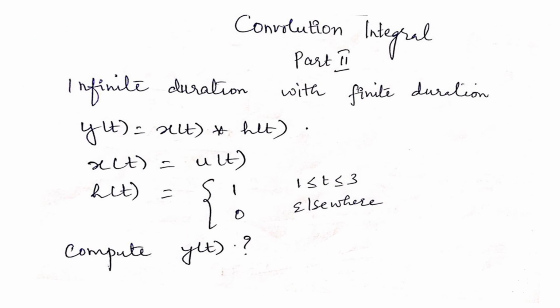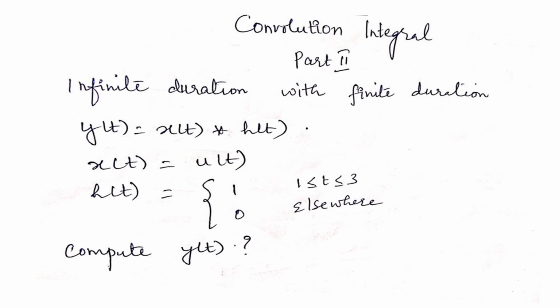In this lecture, we are going to see how we can convolve an infinite duration signal with a finite duration signal in continuous time domain. So the example which is being taken is a unit step u of t convolved with h of t, which is 1 for t defined between 1 to 3 and 0 elsewhere.